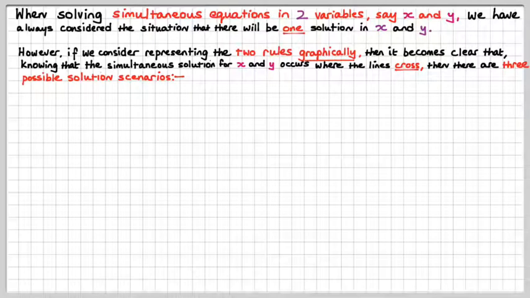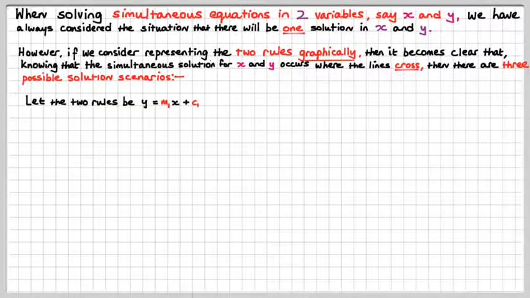So, if we consider representing the two rules graphically, then it becomes clear that, knowing that the simultaneous solution for x and y occurs where the lines cross on a graph, there actually are three, not one, but three possible solution scenarios. I know, gripping, isn't it?